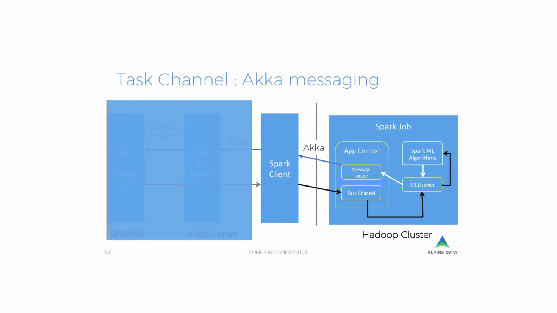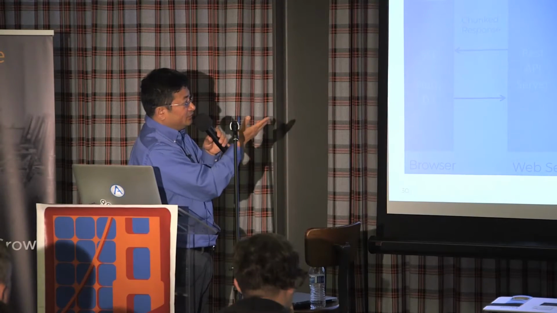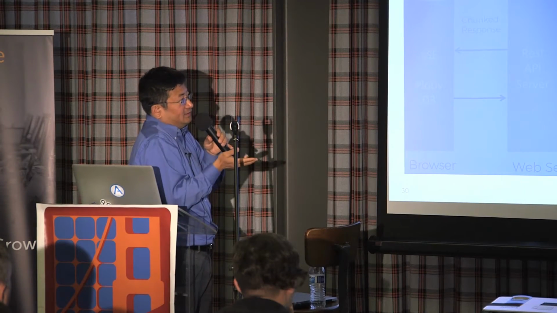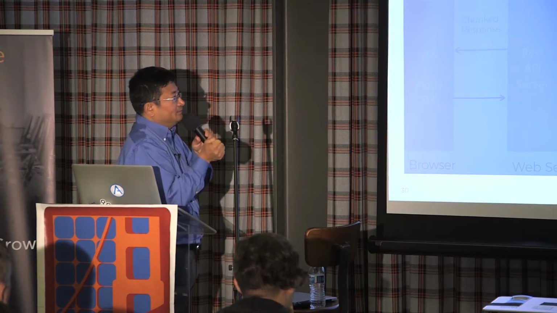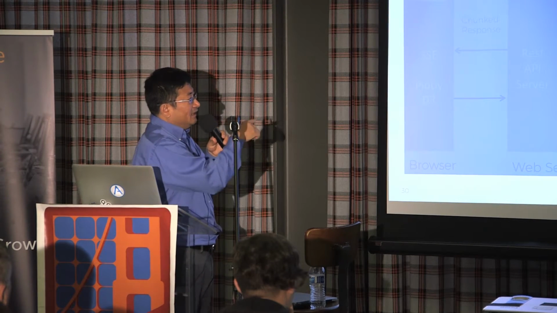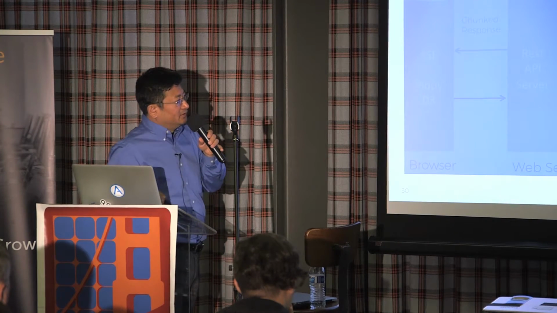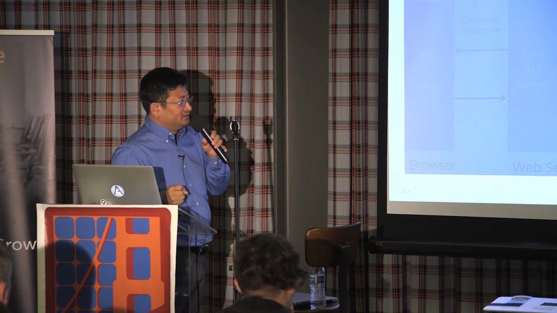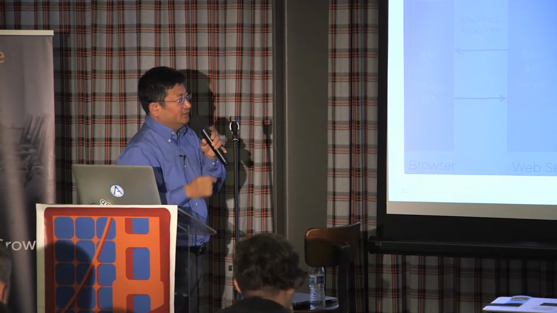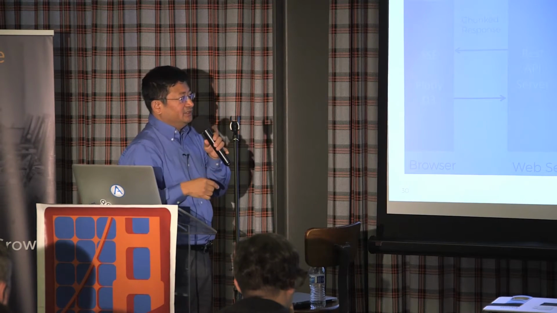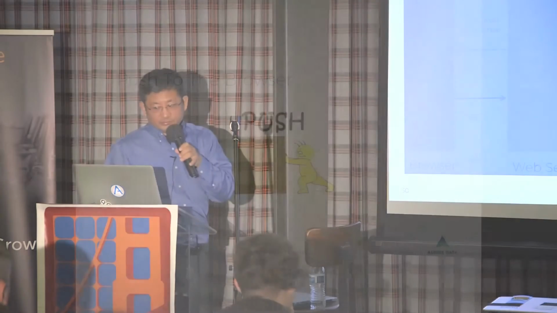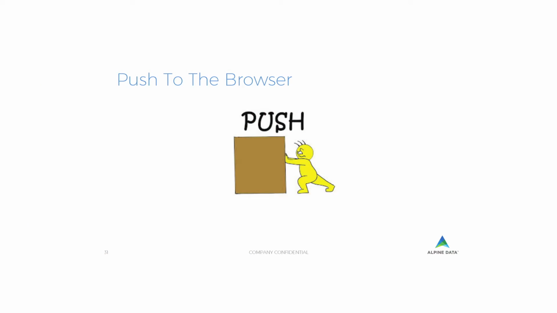Okay, so here's the picture. The k-means, for example, sends messages through ML listeners and then over to the logger. Essentially, that's the messaging actor sending the Akka message back. And if you send a message like stop, it goes to the task channels and then to the ML listener, which changes the flag, and then the machine learning will stop. So that describes the second part.